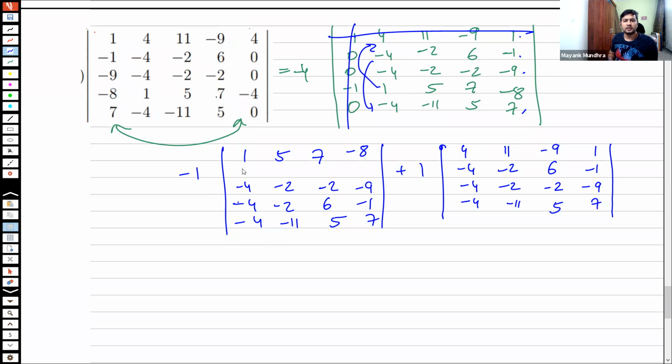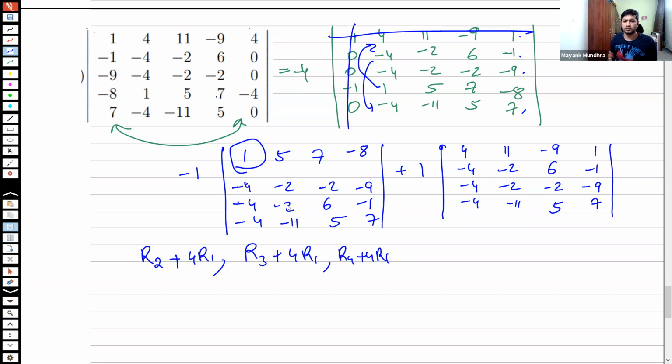And then I can do row operations: row 2 plus 4 times of row 1, row 3 plus 4 times of row 1, row 4 plus 4 times of row 1. So these three things will become 0, and then you will be left with a simple 3 cross 3 matrix times 1.